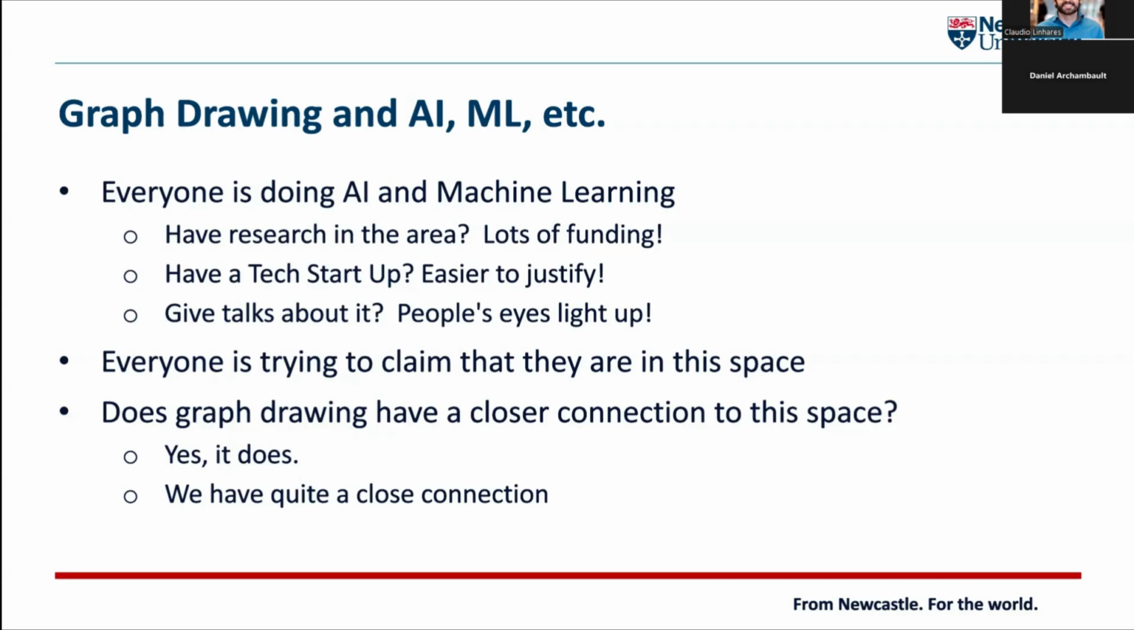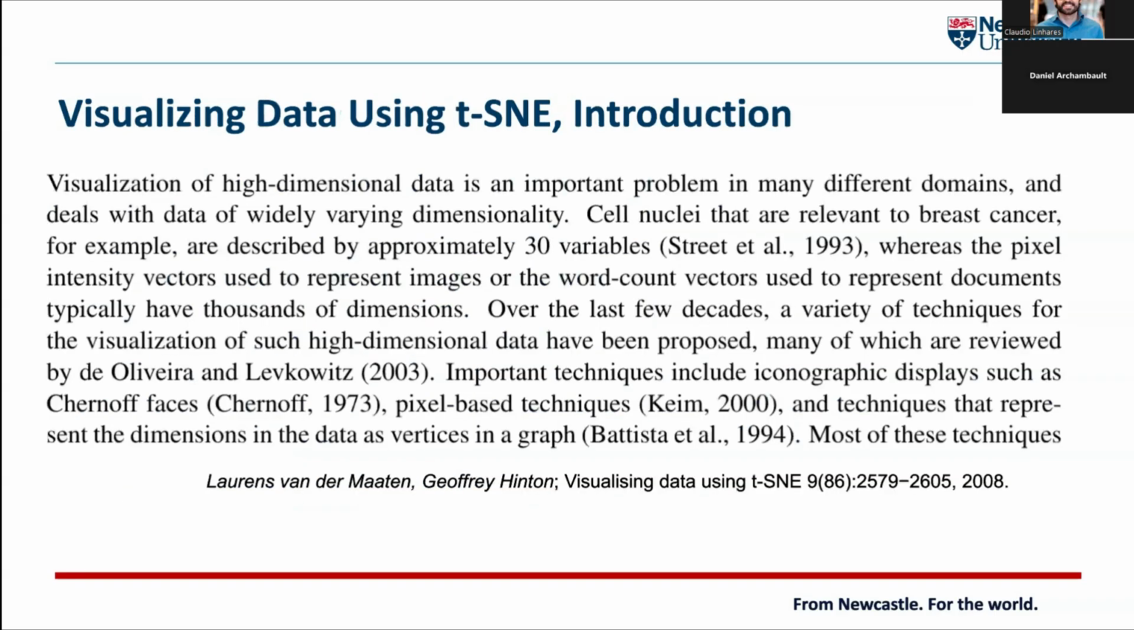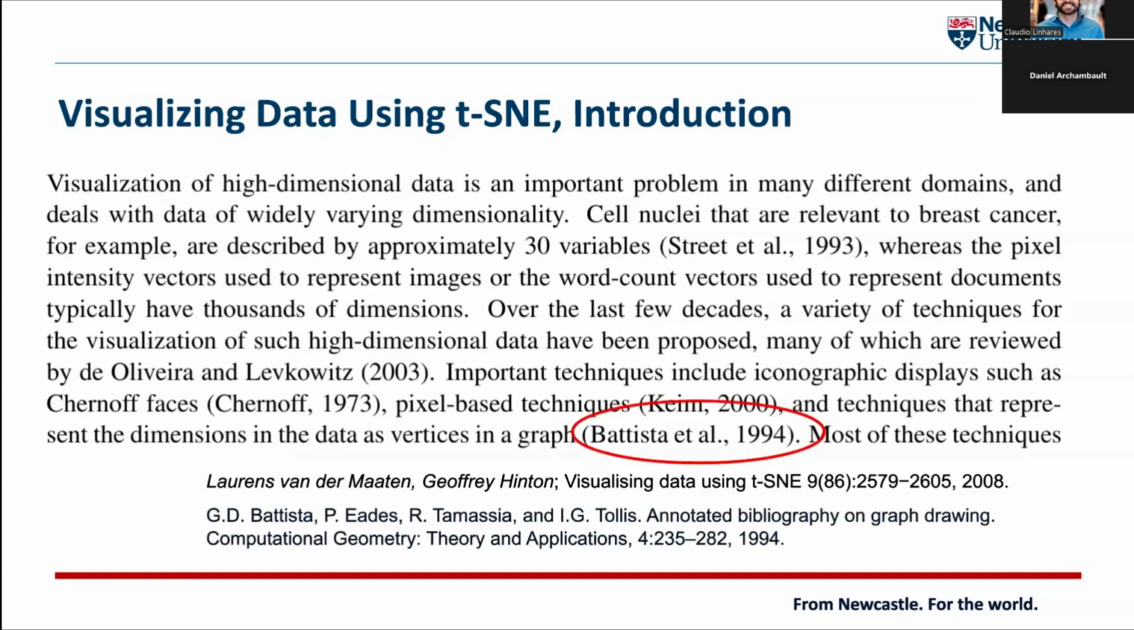All right. Can we all agree that Geoffrey Hinton's probably a machine learning person? Yeah, I think so. So here's his t-SNE paper. This is the first paragraph of the t-SNE paper. First word is visualization. My God. And then if you go a little bit down here, you have Batista, 1994. My God, it's the annotated bibliography of graph drawing. On page 1, paragraph 1 of Geoffrey Hinton's t-SNE paper.